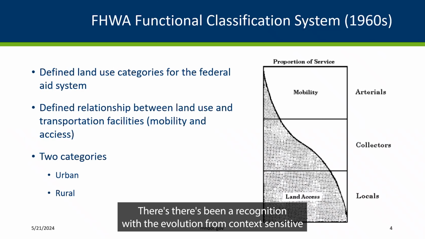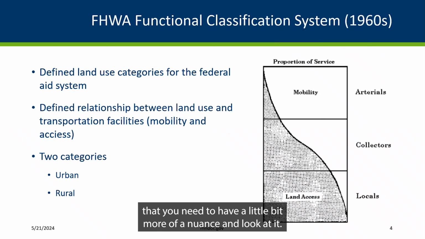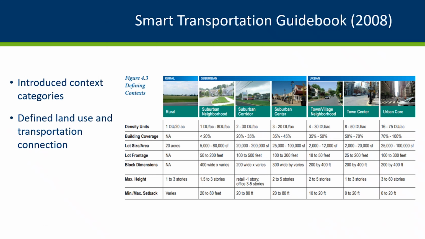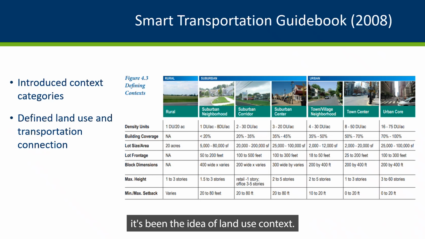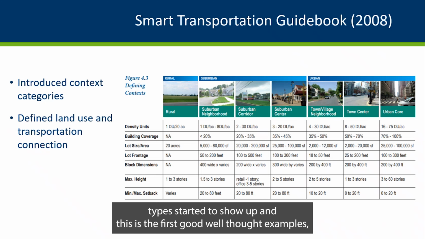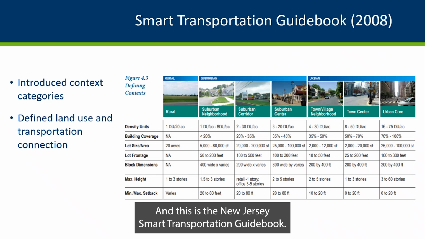So that's why we're here. There's been a recognition, with the evolution from context sensitive design into multimodal transportation planning and complete streets, that we need to have a little bit more of a nuanced look at it. And so, fast forward 40 years or whatever it's been, the idea of land use context types started to show up. This is the first good, well thought out example I could find of the land use context categories: the New Jersey Smart Transportation Guidebook.